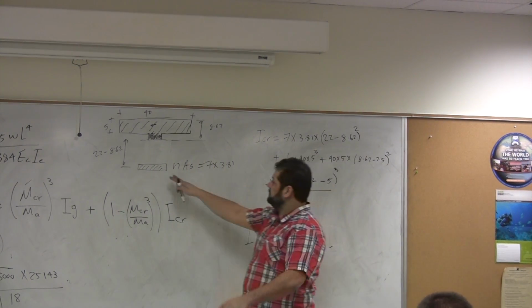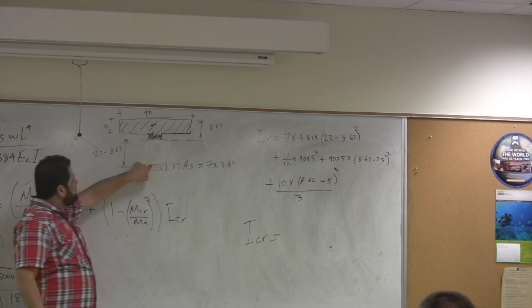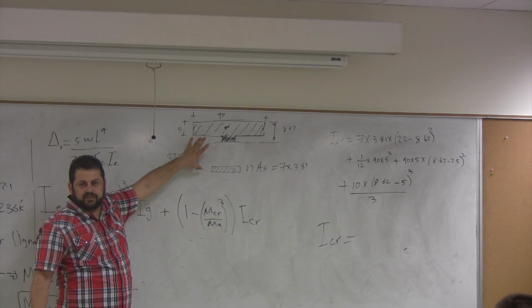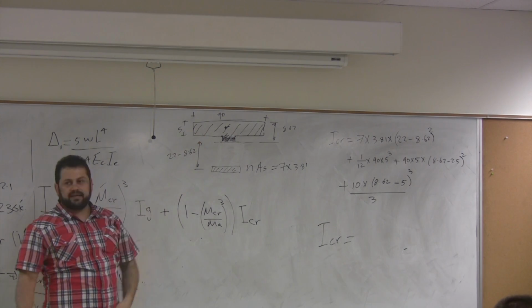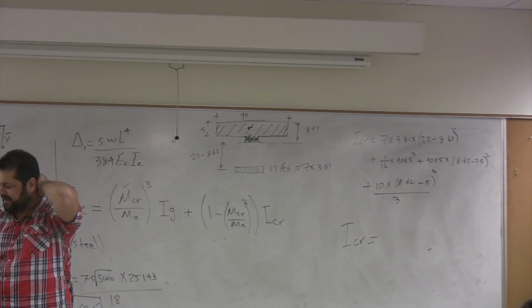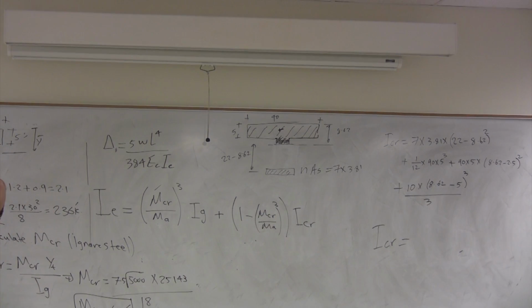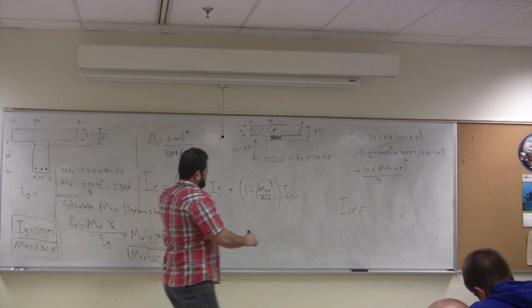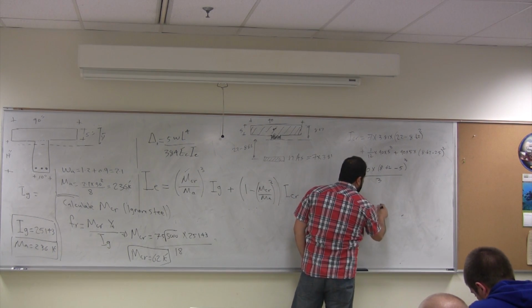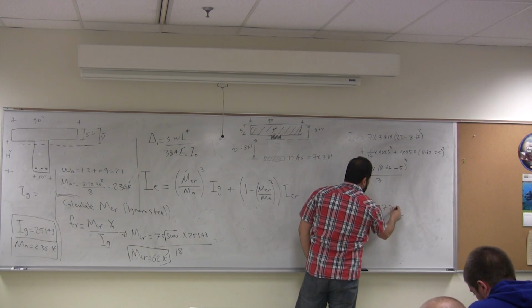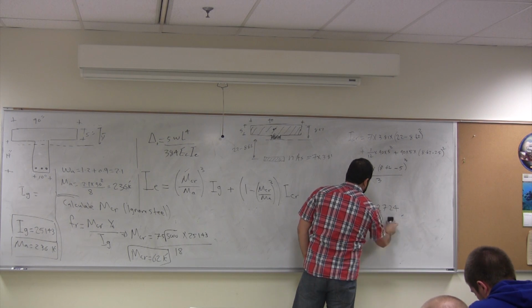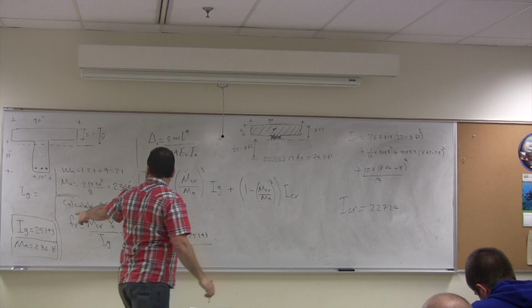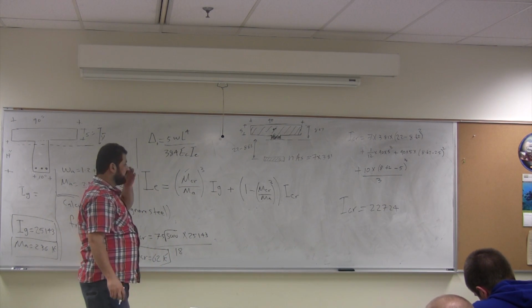Again, see guys? NAS, the distance to the neutral axis, the cracked section, squared, plus that and that. But this is approximate, guys. It's a good approximation. 22724. Yep, 2, 2, 7, 2, 4. Yes, that's what we get. Okay. Not a big difference from I gross.